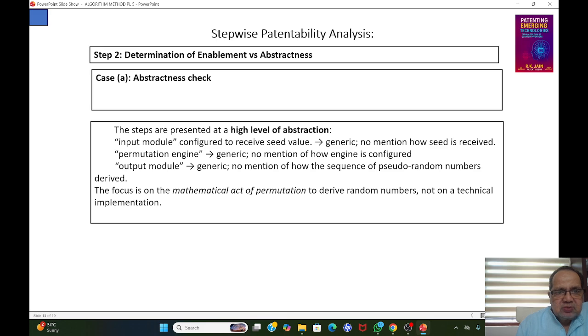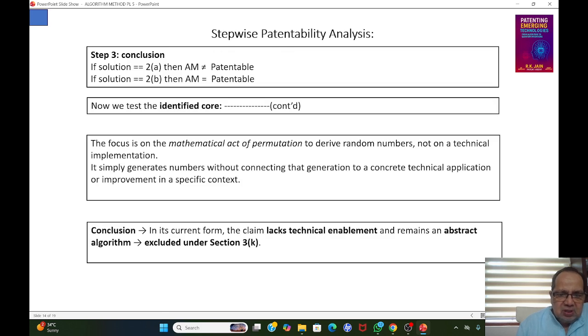So with this, it becomes easier for us to conclude under step 3 that the focus of the claim is on the mathematical act of permutation to derive random numbers, not on technical implementation. It is simply generating numbers without connecting that generation to any concrete technical application. So this claim purely lacks technical enablement and remains an abstract algorithm. Hence, it would be excluded under section 3(k).